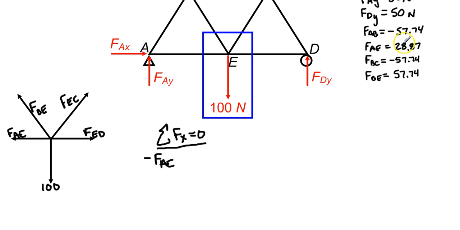FAE is 28.87, but in this case, we're looking at the force in the negative direction of that. So we'll have to negate it. We've also got the force of BE. And again, we've got to take into consideration what's going on. So this is BE. We need an expression for the X component of BE. We know that this is a 60-degree angle, but if we stay consistent with what we've done, we need to wrap around, and this will give us a 120-degree angle.